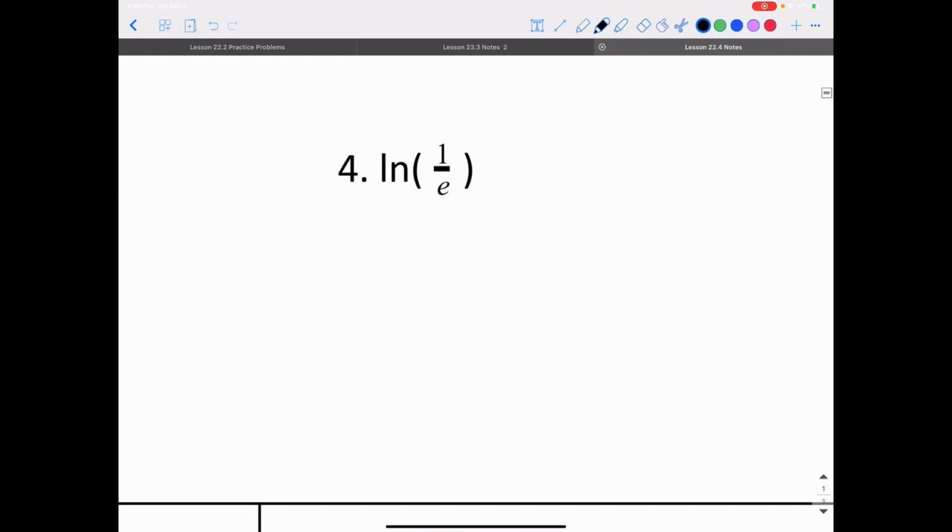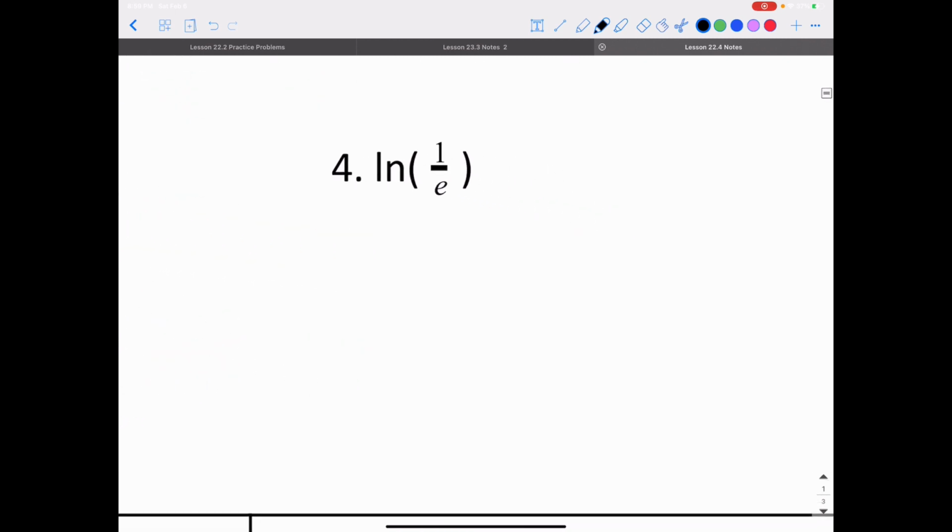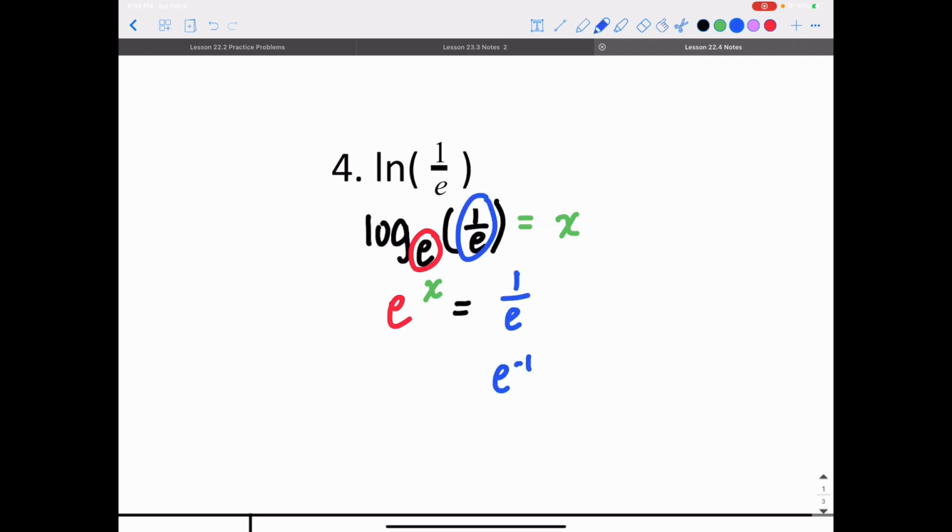For number 4, I have ln of 1 over e. I'm going to rewrite the ln as log base e. So I have log base e of 1 over e. I'm going to set that equal to an exponent, but I'm going to use x again to represent it instead of e so I don't get confused, because e actually represents a number, not a variable in this case. My base is e. I'm raising it to the x power, and that's equal to 1 over e. I know 1 over e is the same as e to the negative first power, so I have e to the x power is equal to e to the negative first power. x is negative 1.